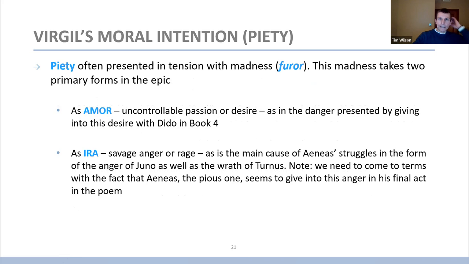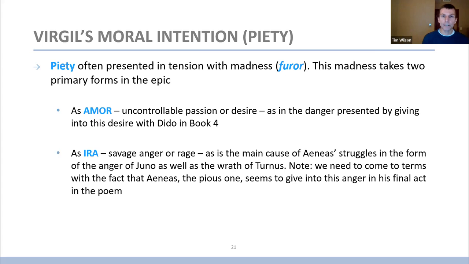So piety, this dutifulness, is presented in tension with madness or furor. In Latin, piety is pietas, and it's contrasted with furor. Furor is a form of madness that can take a couple of forms. One is amor, passion, like love in the sense of a passion or desire, and we see that in book 4. Obviously, his pietas, his dutiful mission, is challenged or threatened in book 4 by potentially being overcome by amor, a madness in the form of a passionate or desiring attachment to Dido.